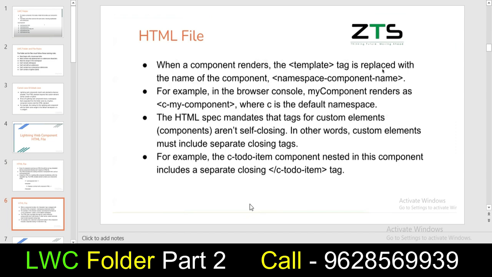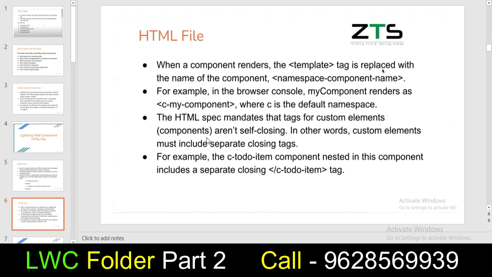When a component renders, the template tag is replaced with the namespace, hyphen, and component name. For example, in the browser console, myComponent is camel case: the starting letter is a small letter, and the next word starts with a capital letter. It renders as c-my-component. This is an example of kebab case, where c is the default namespace.